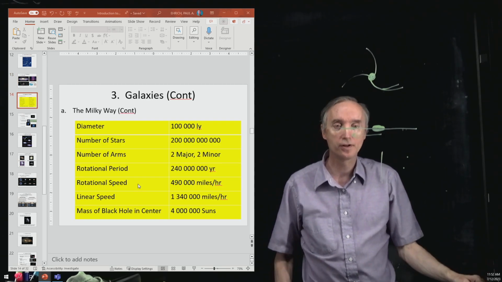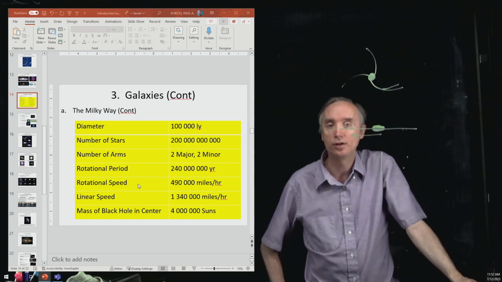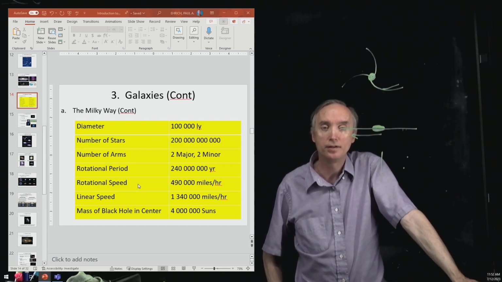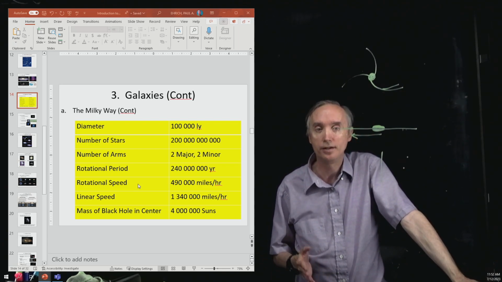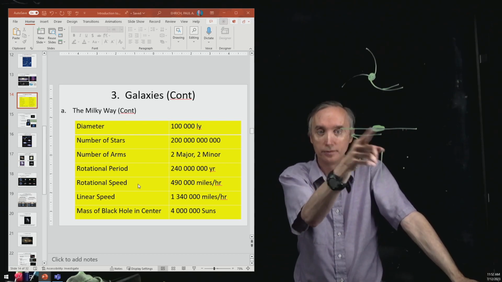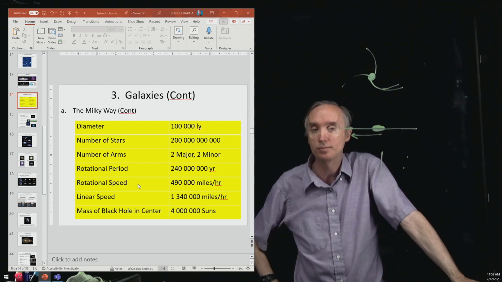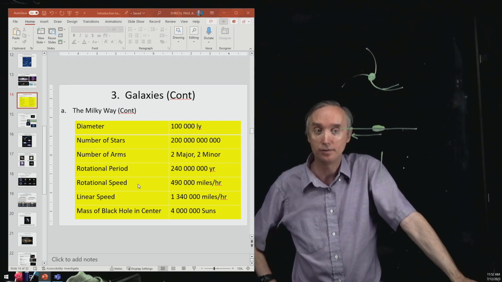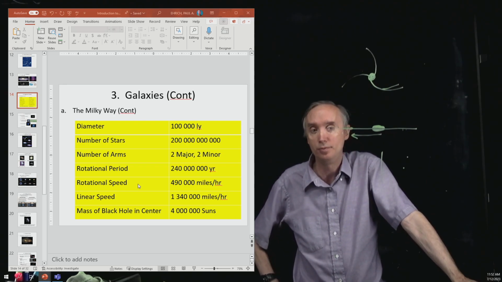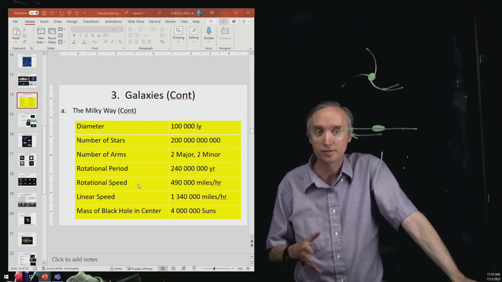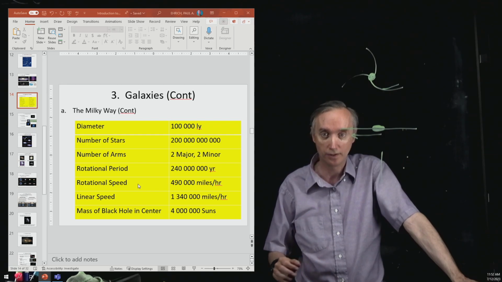So what are some interesting features about the Milky Way galaxy? It is 100,000 light years across, the disk part. The number of stars in the Milky Way is approximately 200 billion. 200 billion stars are in our galaxy by itself. And then we think that there's roughly 100 billion galaxies in the universe. And each one of those galaxies could have 100 billion stars in it.